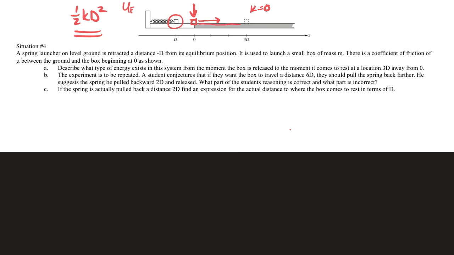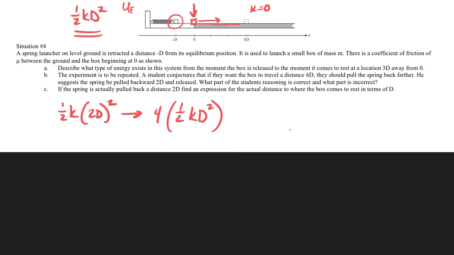But if I pull it back twice as far, that's 4 times the amount of energy, right? If I pull it back a distance 2d, because the 2d is squared, that's 4 times the original amount of energy. But the thing only travels twice as far. I'm saying that because if it travels twice as far, are we convinced we need 4 times the energy to travel twice as far?